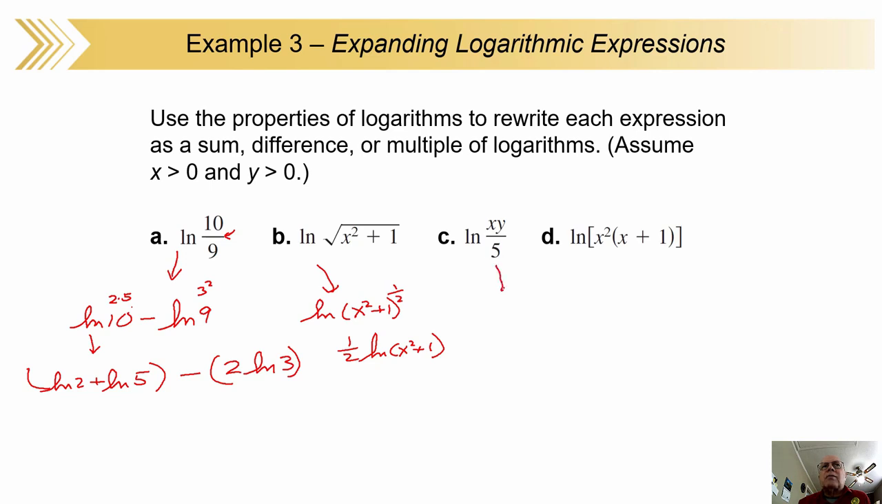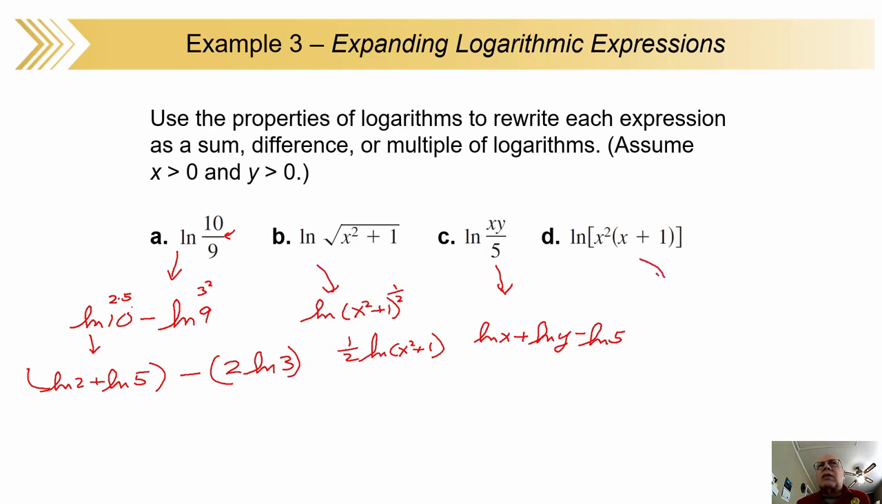The third one, notice on this one, you've got multiplication and you've got division. So I'll take this a little bit faster. If I look at the top two, I'm multiplying them, so it'll be the natural logarithm of x plus the natural logarithm of y, because I'm adding the exponents. I'm dividing by 5, so it'll be minus the natural logarithm of 5. And there's your expansion of the third one.